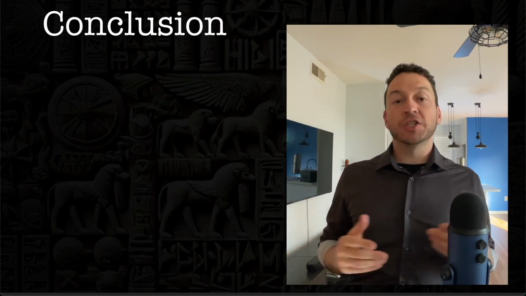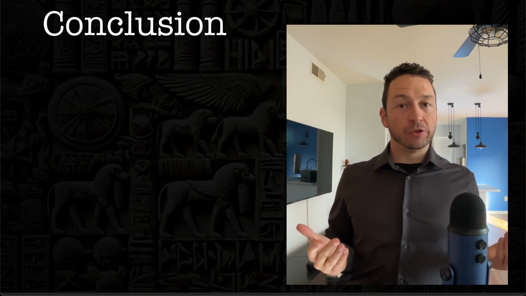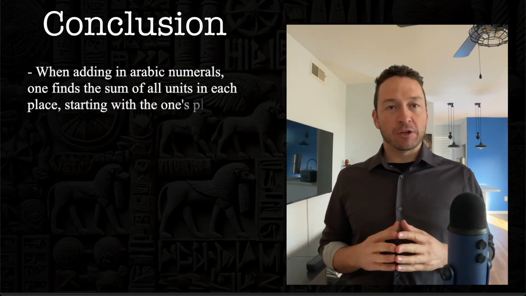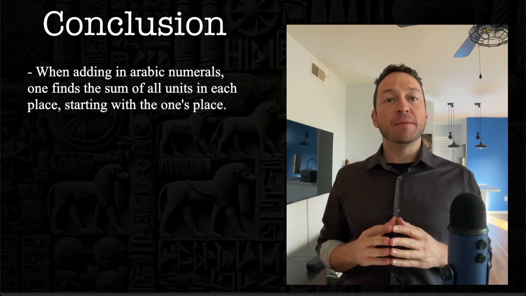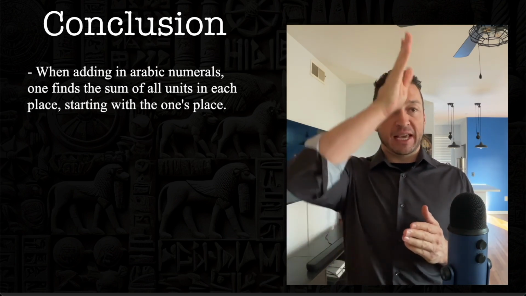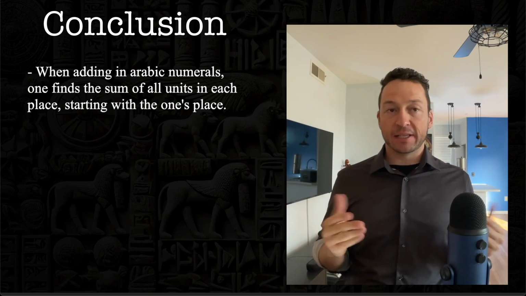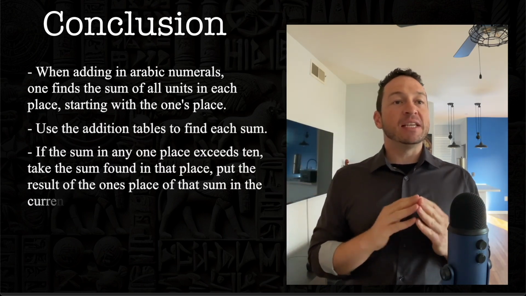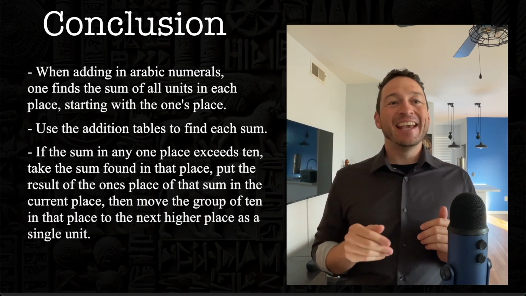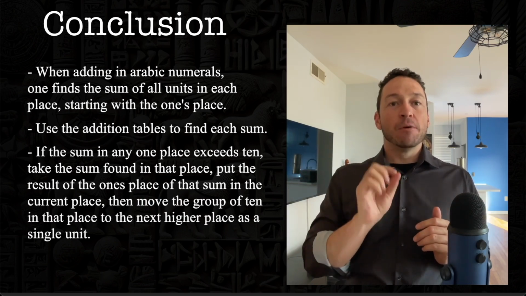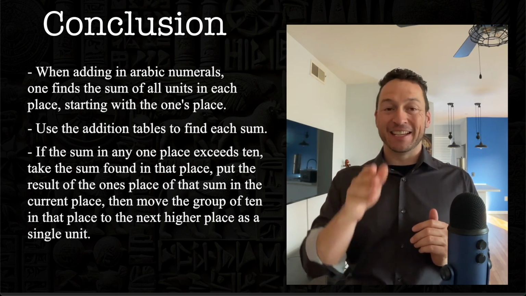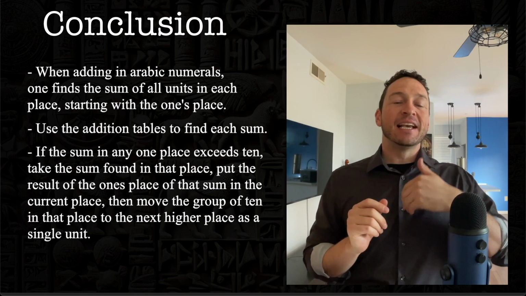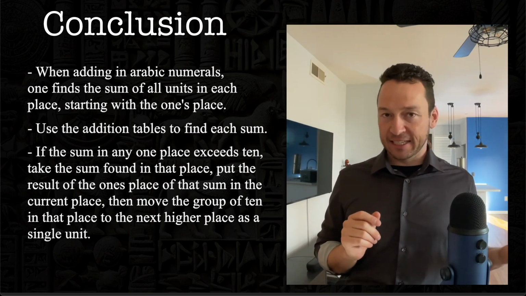This allows Algamesh to come to the following general conclusion about addition in his new system. When adding in Arabic numerals, one finds the sum of all units in each place, starting with the ones place. Use the addition tables to find each sum. If the sum in any one place exceeds 10, take the sum found in that place, put the result of the ones place of that sum in that current place, then move the group of 10 in that place to the next higher place as a single unit.